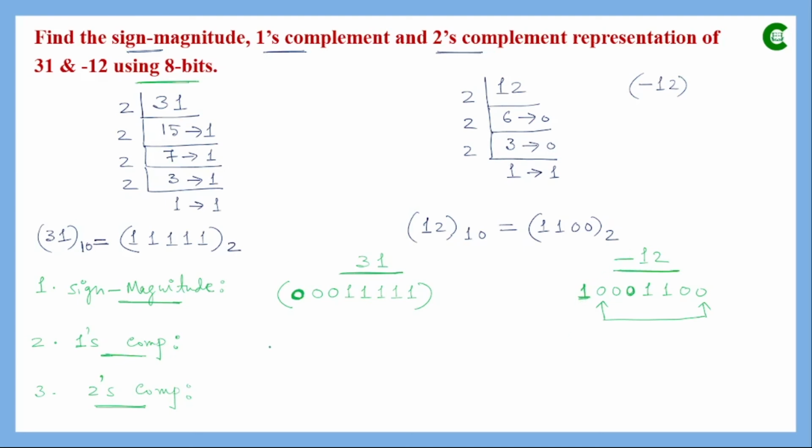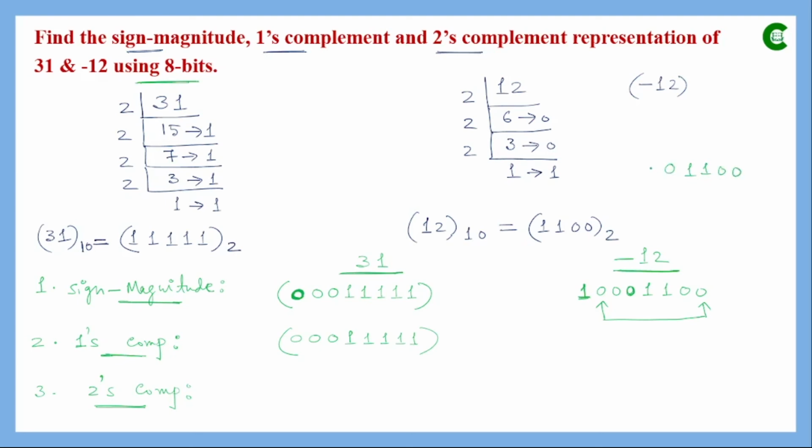Now we will be using 1's complement. What we have learned is that for a positive number, the 1's complement representation is the same as the binary representation of that positive number. Now let's represent minus 12. Since this is a negative number, for 1's complement representation, what we have learned is that first we will write the binary representation for the positive number. So for plus 12 it is 1100, but we will be using 8 bits.